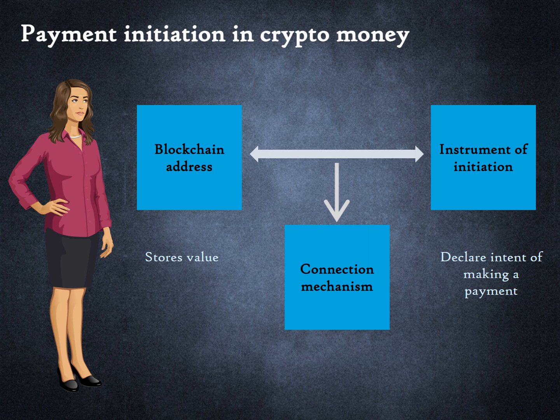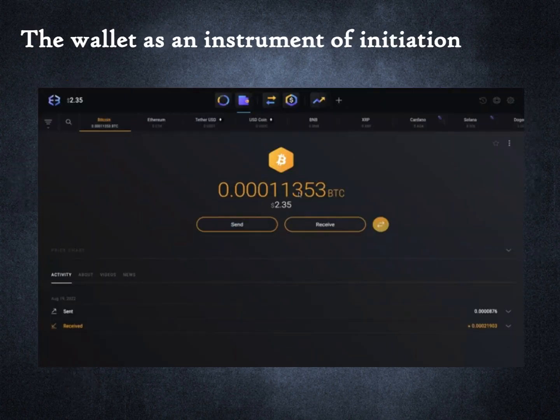Since we have already covered blockchain addresses in depth, we will move on to the instrument of initiation. We earlier saw that we can use the wallet as an instrument to initiate payments from a specified blockchain address. We go to the place where we can see the wallet balance and initiate a payment from there.